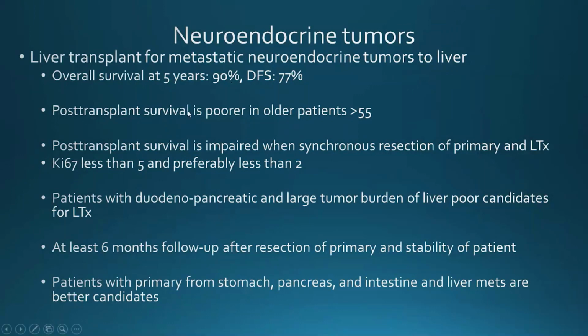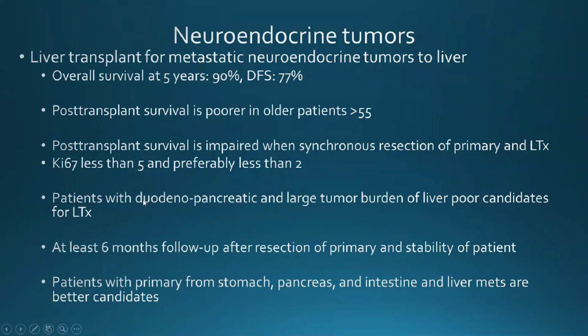Post-transplant survival is poorer in older patients, more than 55. These patients definitely have higher risk for recurrence, and the risk is also higher if the patient has very high mitotic or tumor activity. More than 5% is considered high risk, but if the tumor is less than 2% mitotic activity, or what we call Ki-67, these tumors behave a lot better.